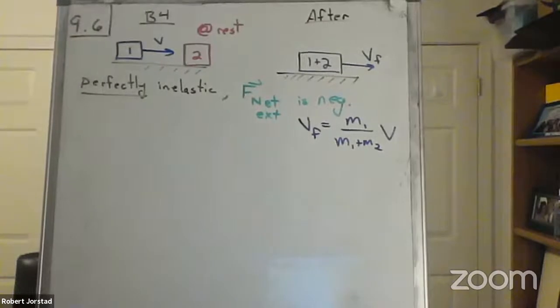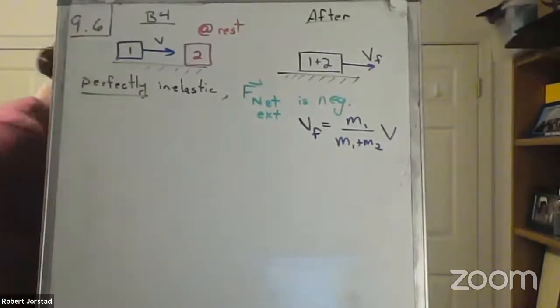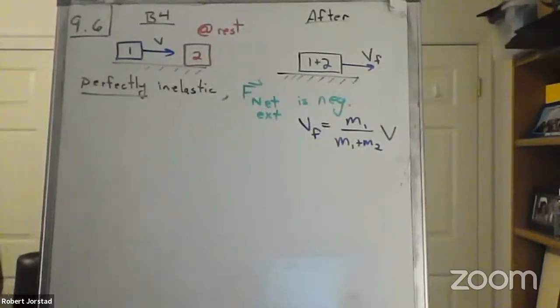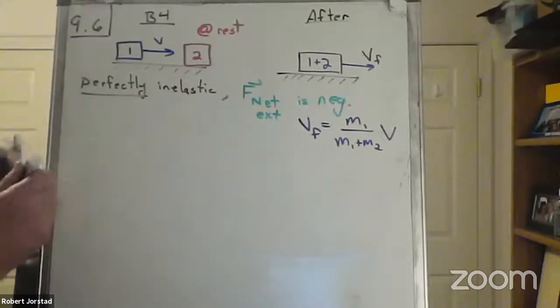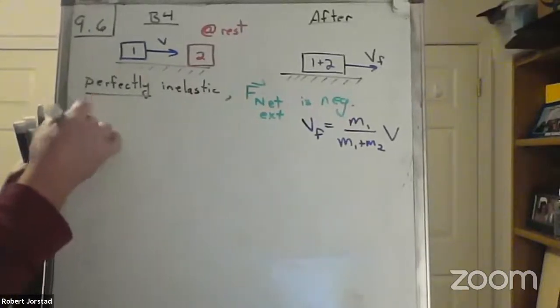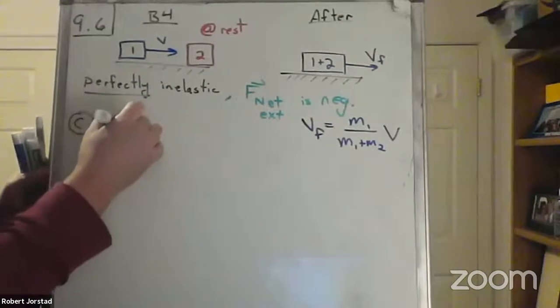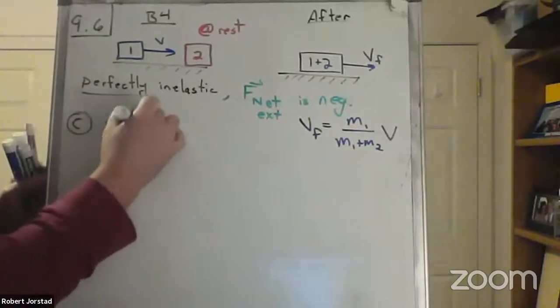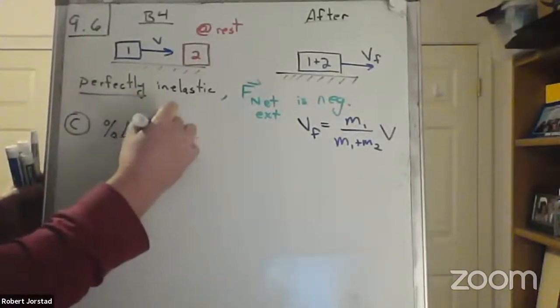Let me get my book out. Sorry, I moved it over here. What were we doing next? Okay, percent change in kinetic energy. So now we want to get this thing. So part C is percent change in kinetic energy.